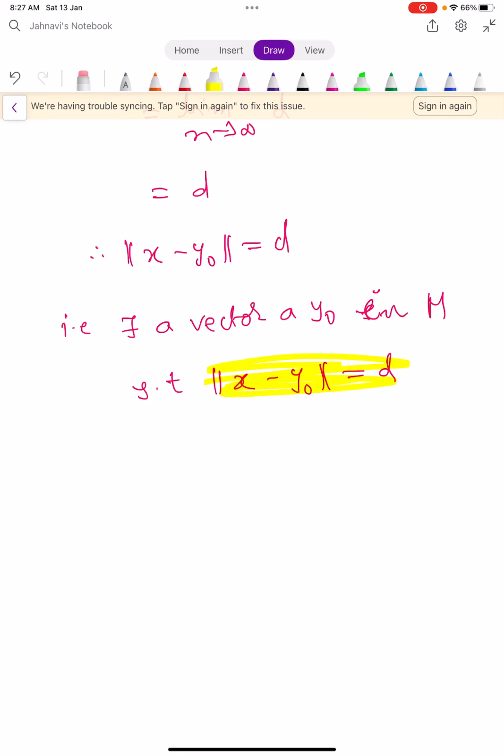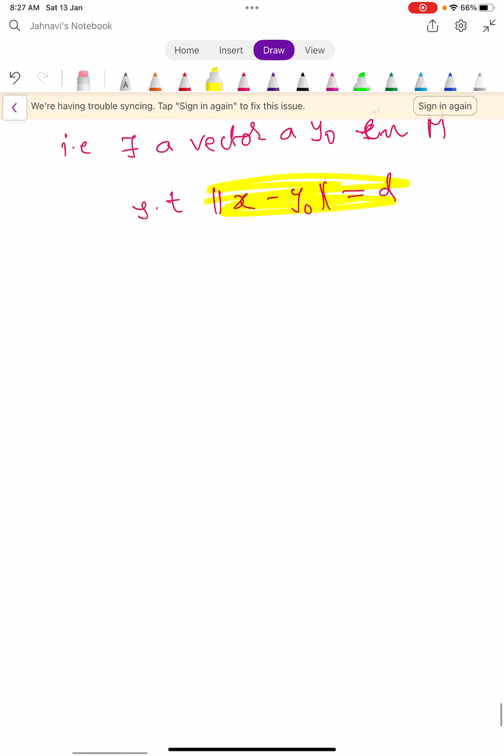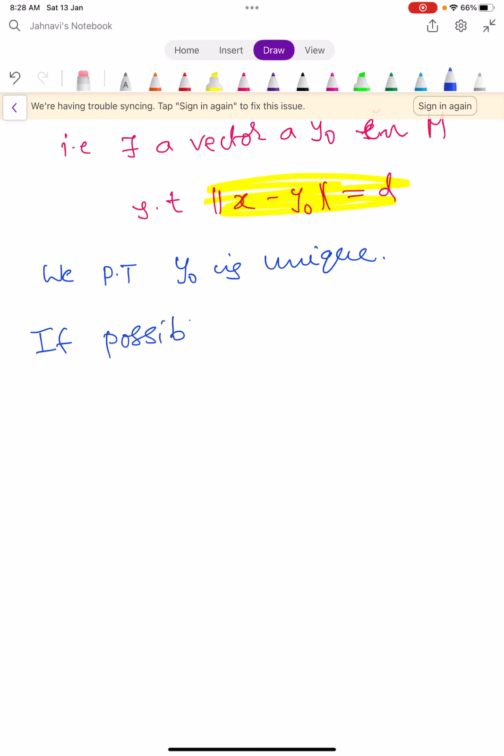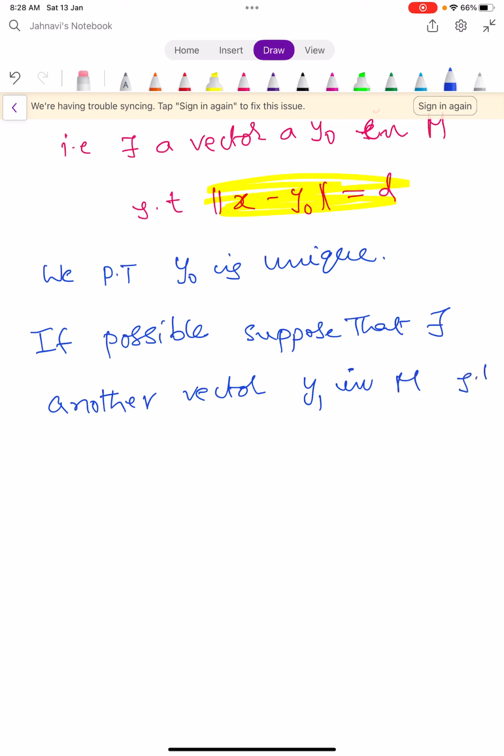Hence, it remains to prove that this y0 is unique. We have to prove that now. Unique means there is only one vector satisfying this condition. Assume, if possible, suppose that there exists another vector y1 in capital M such that norm x minus y1 is equal to d.